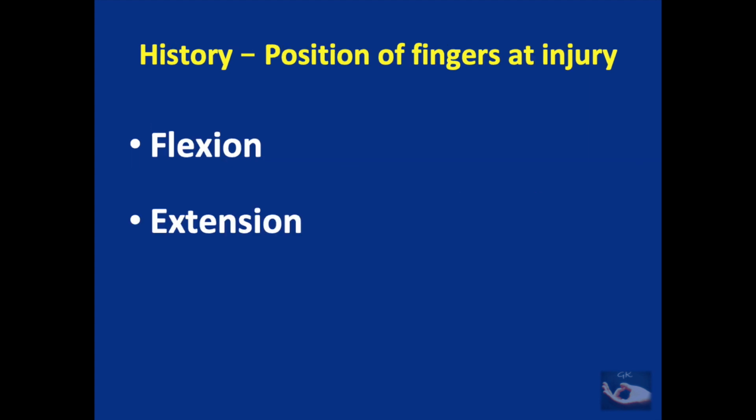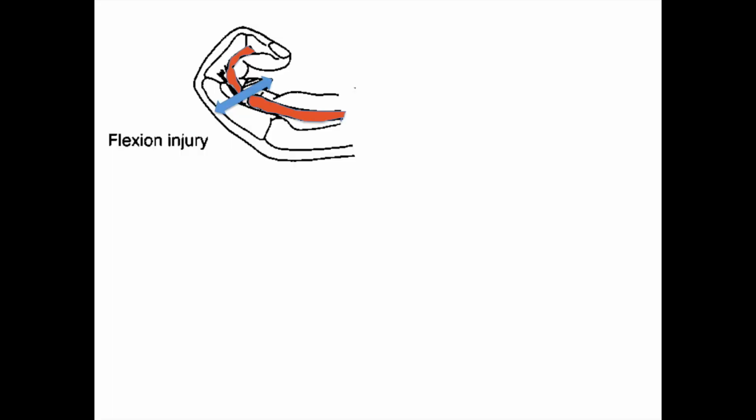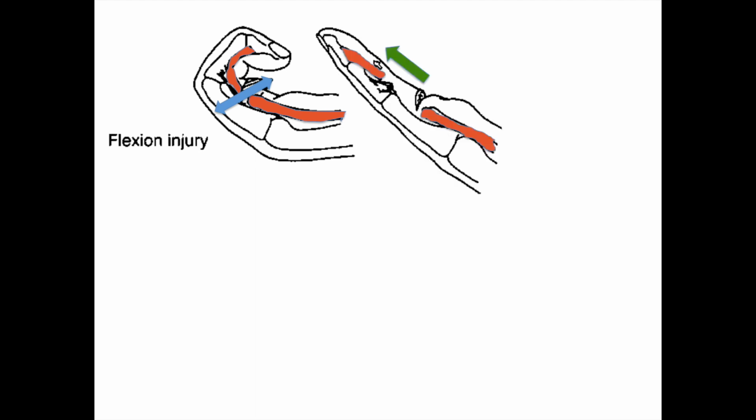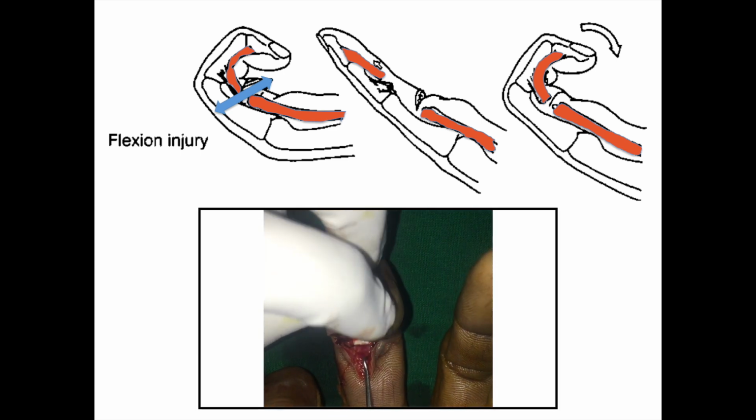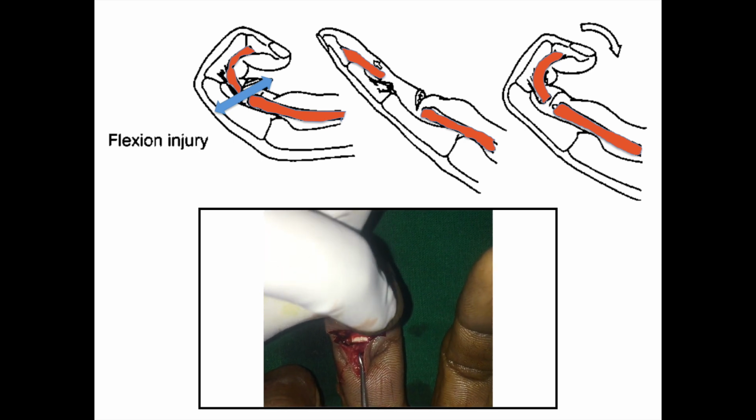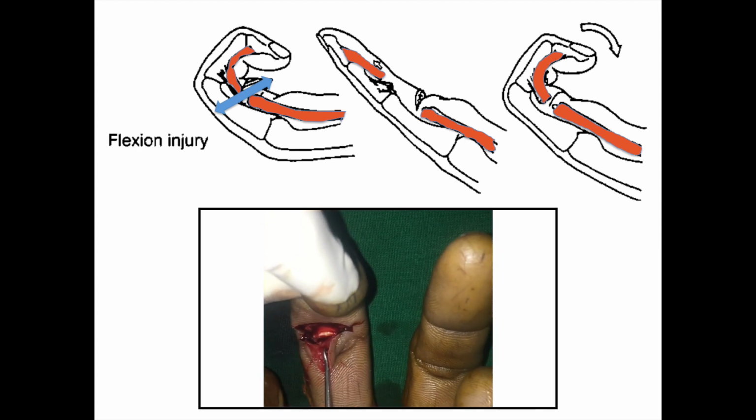Sometimes it may be possible to get a history of the position of the fingers at the time of injury. This has a bearing upon what would be the position of the cut tendons in the wound. If the finger that sustained the injury, as represented by the blue arrow, was in flexion at the time of injury, the distal cut end of the flexor tendon would retract distally when the finger extends. This means that even on attempted extreme flexion of the distal portion of the finger, the cut distal end of the tendon would barely be visible at the wound.